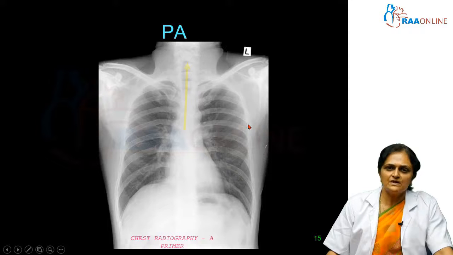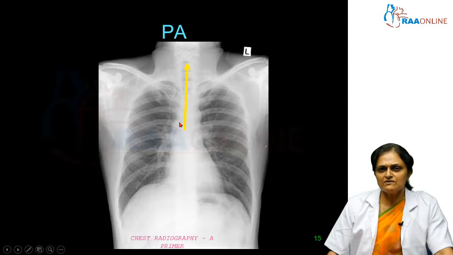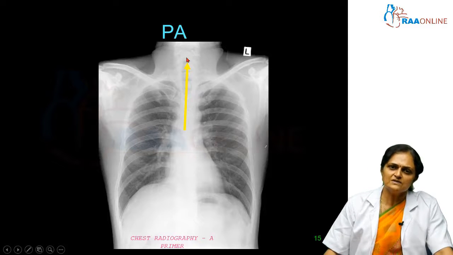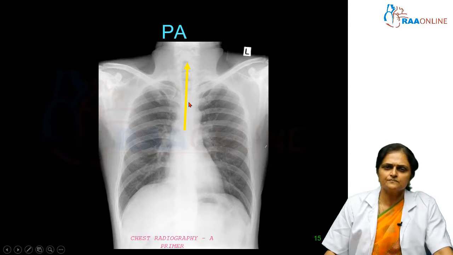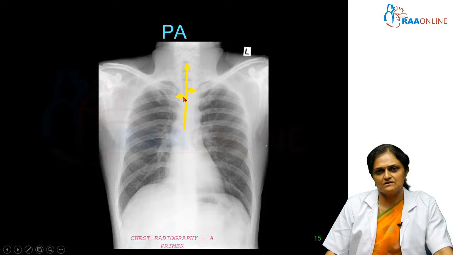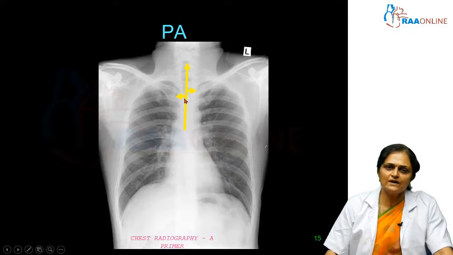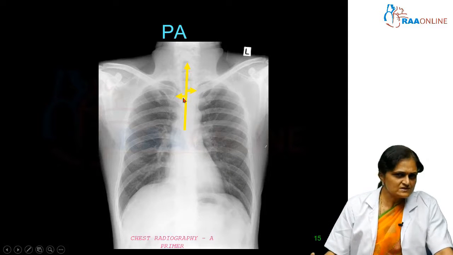Now coming to the PA view, what is important is to find out if there is rotation. How do I know whether there is rotation of the patient while taking the image or not? For this, we have to draw a line along the spinous processes of the lower cervical vertebrae and the upper dorsal vertebrae. Another line is drawn from this line to the medial end of the left clavicle, and another one to the medial end of the right clavicle. Whichever of these two lines is longer means that the patient has rotated to that side while the radiograph is taken. Why is this so important?